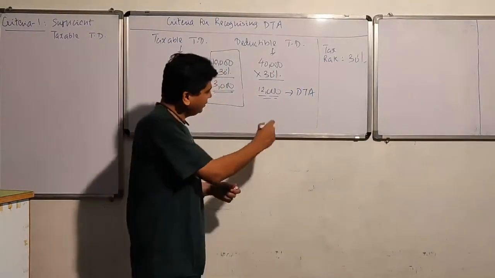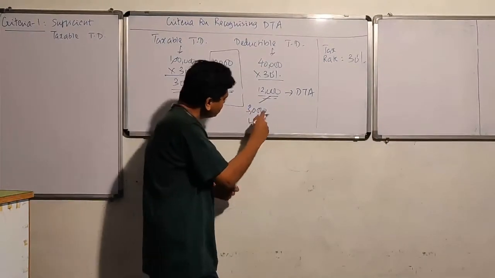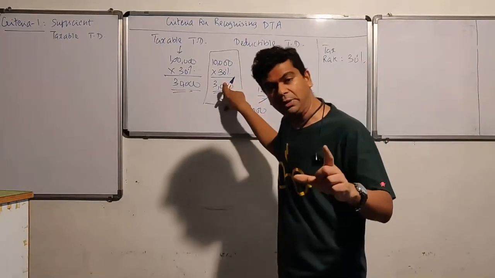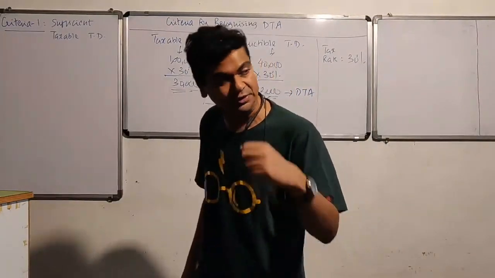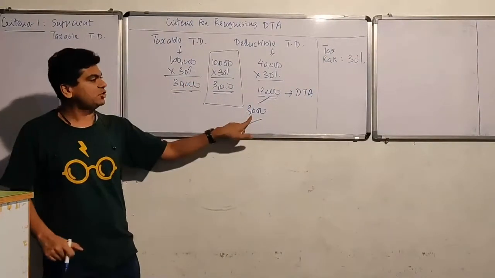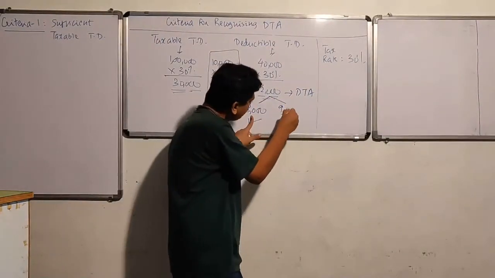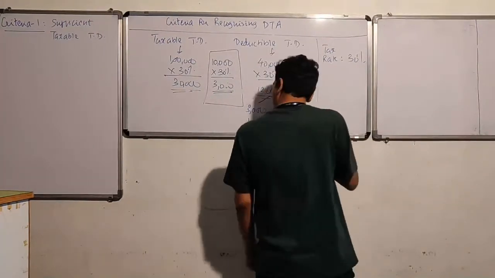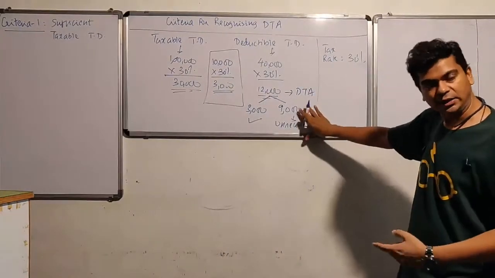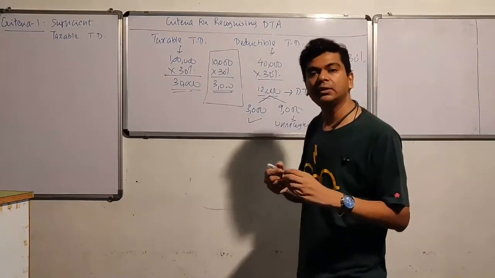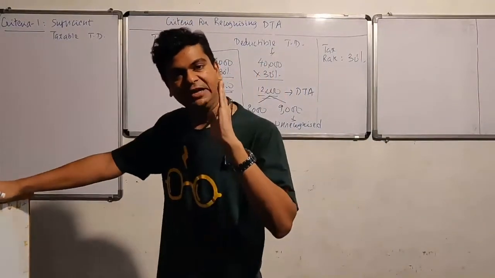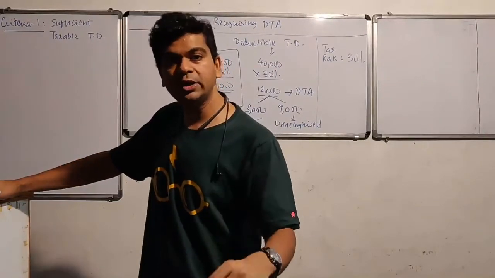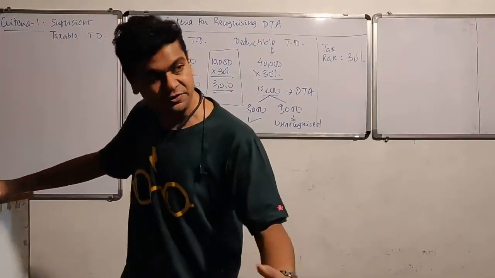So this time what will happen is DTA will be recognized but only for 3,000 rupees, only to the extent of the availability of taxable temporary difference. So I will be able to recognize DTA of 3,000. As far as DTA of 9,000 is concerned, it will remain unrecognized. I cannot recognize this extra 9,000. I can recognize a DTA of 3,000 rupees. So that is the first step that I will apply: recognize a DTA to the extent of availability of sufficient taxable temporary difference.